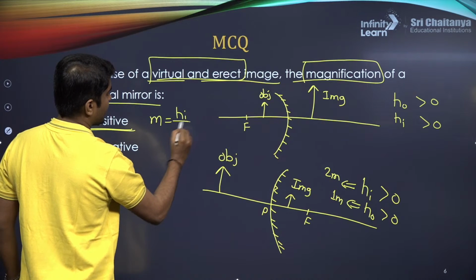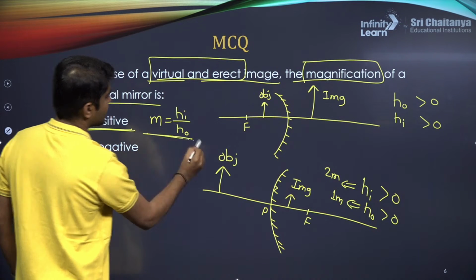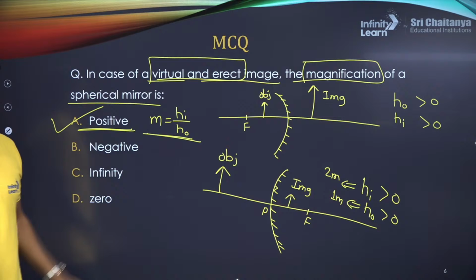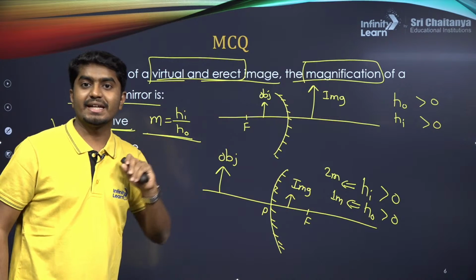Magnification is height of the image divided by height of the object, and this ratio is positive number for virtual and erect image.